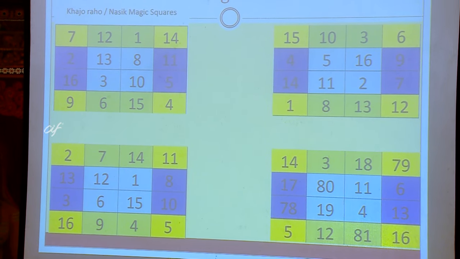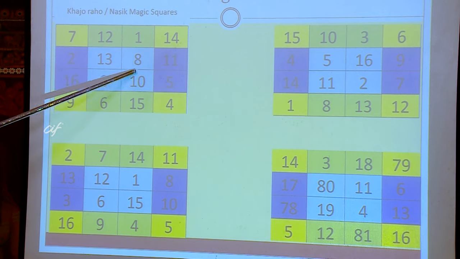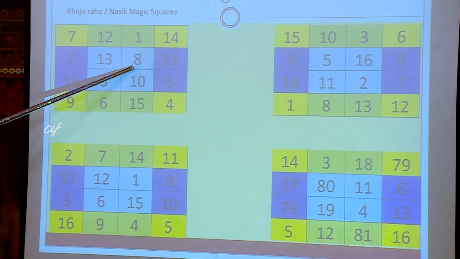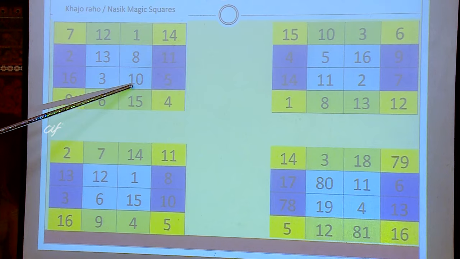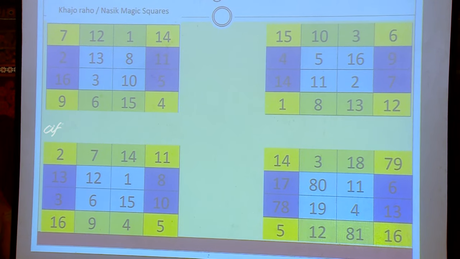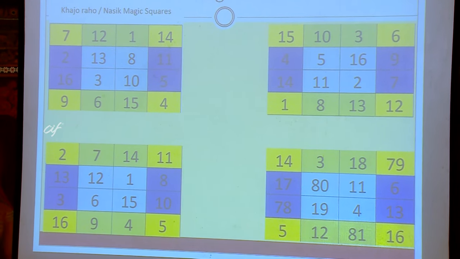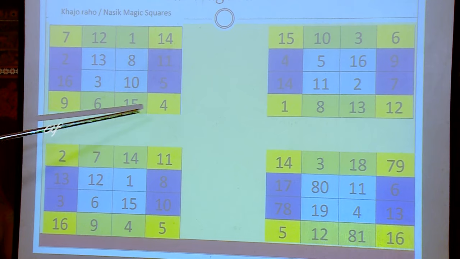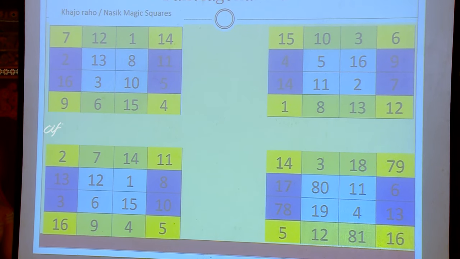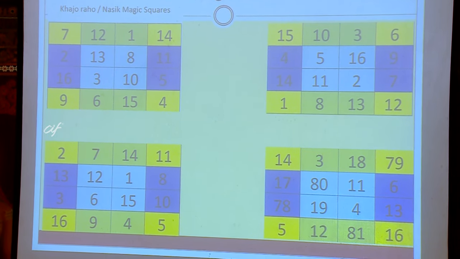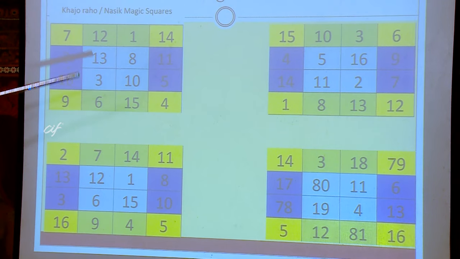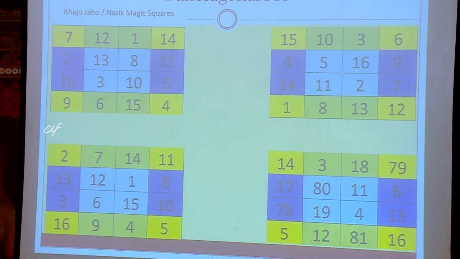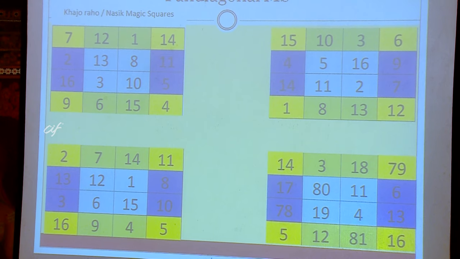Rows, columns and diagonals will naturally become 34, yes? What is that? Middle 4. If you add 13 plus 8, 21. 21 plus 10, 31. 31 plus 3 is 34. Any other cells? Corners. 7, 14, 21, 21 plus 4 is 25, 25 plus 9 is 34. 12, right? So the same colored cells, if you add, you will get 34.